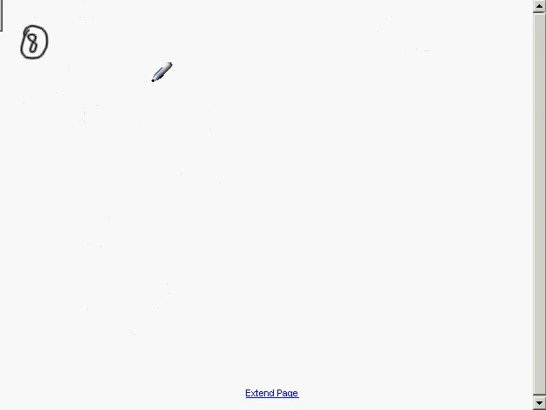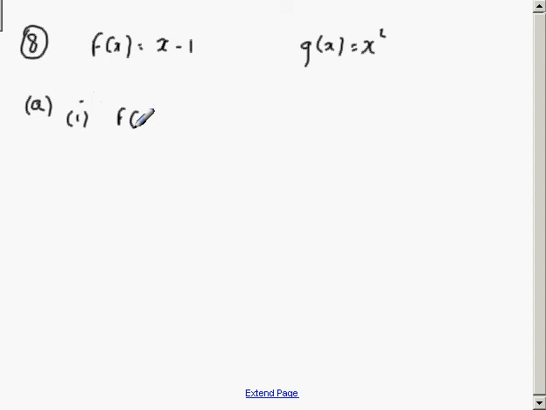Question 8. Functions f and g are defined on the set of real numbers by f of x equals x minus 1 and g of x equals x squared. Part A, find formulae for number 1, f of g of x, and number 2, g of f of x.